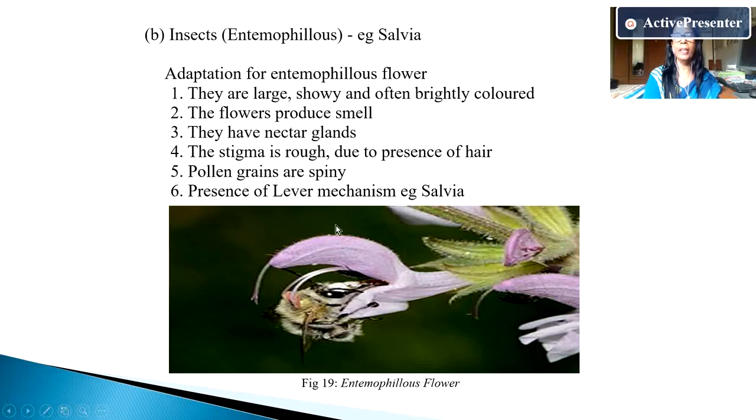Lever mechanism means the petals of Salvia are formed in such a way that they look like an upper lip and a lower lip. See here, there is a place for the insect to come and sit, and it can suck the honey from the interior. This type of arrangement is known as lever mechanism. The insect goes inside and sucks the honey. By that time, pollen grains from the anther fall on its body, and when the same insect goes to another flower, pollination is carried out.